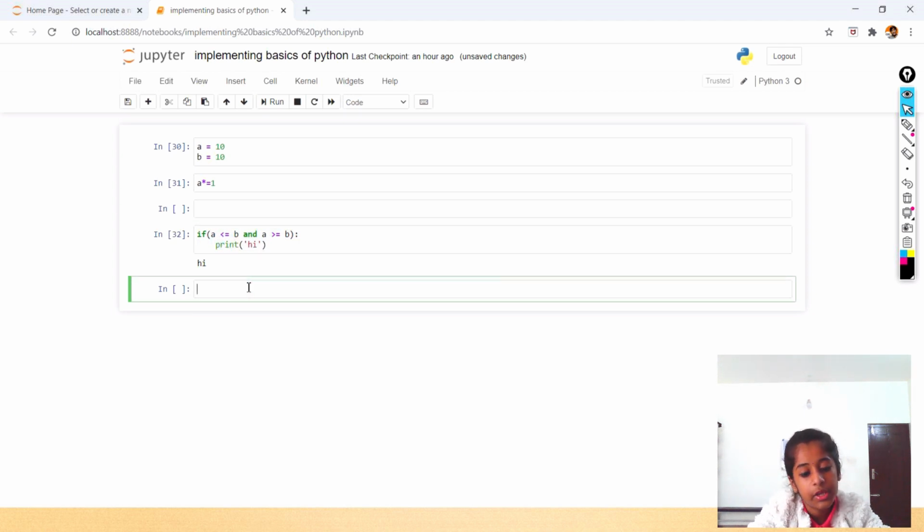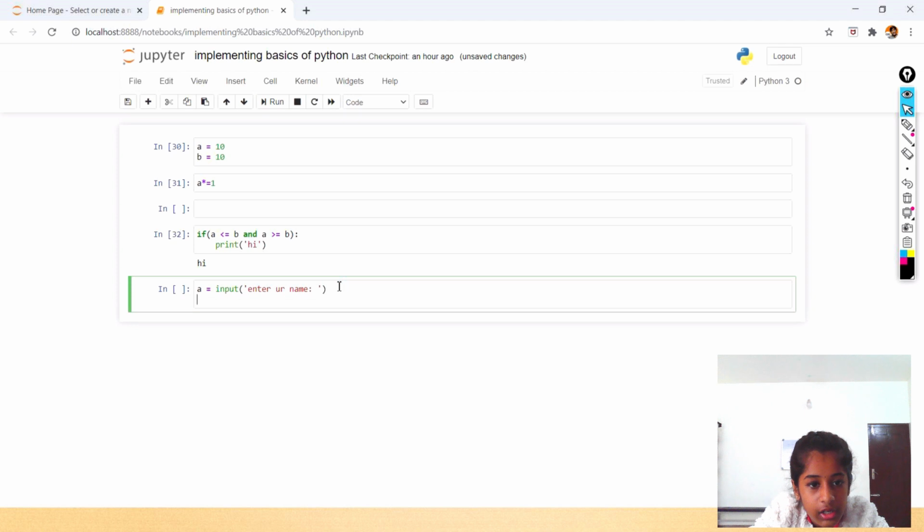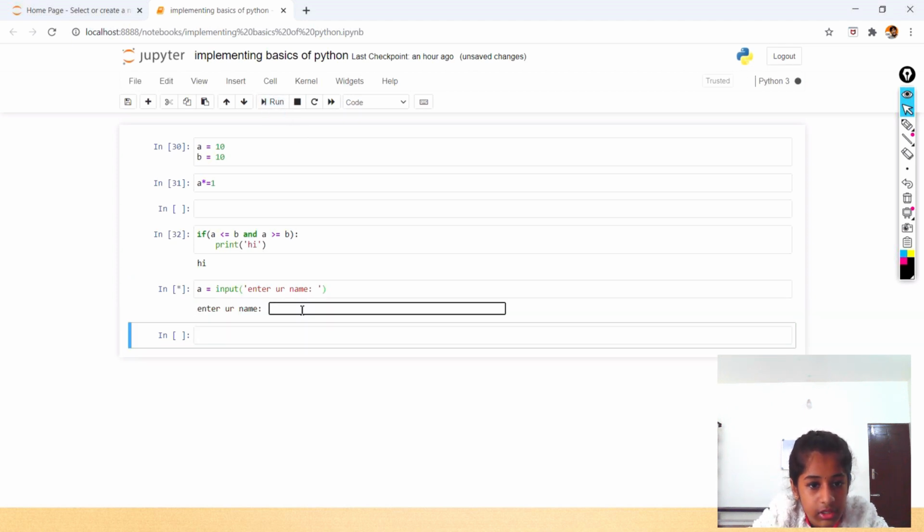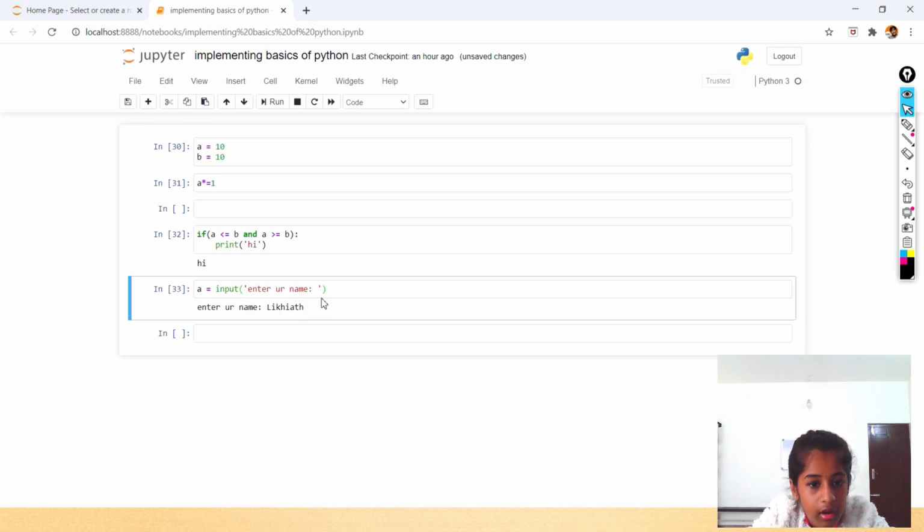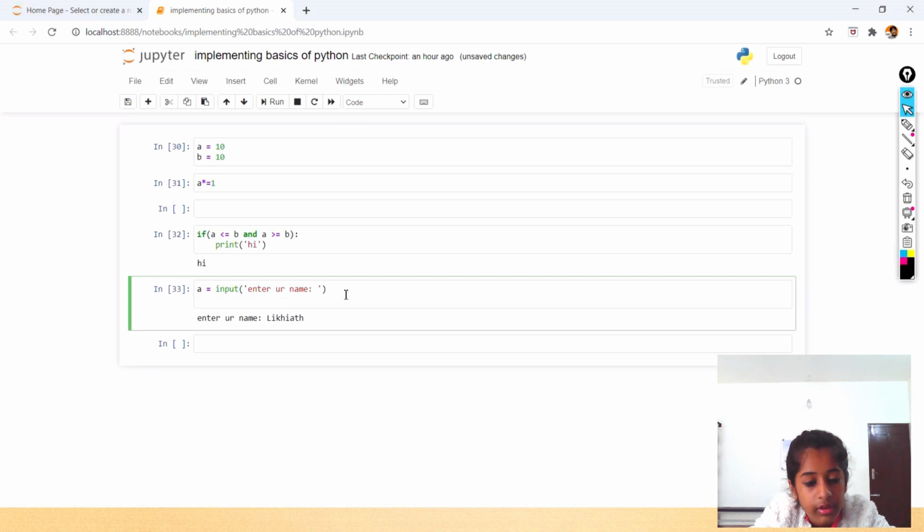Now let's see how to get the input. This is called the output over here. Let's see how to get the input. We're going to say A is equal to input, and we're going to write enter your name. Let's just run this first. Yes, it's going to say enter your name, and then I'm going to say Likita. Okay, some name.